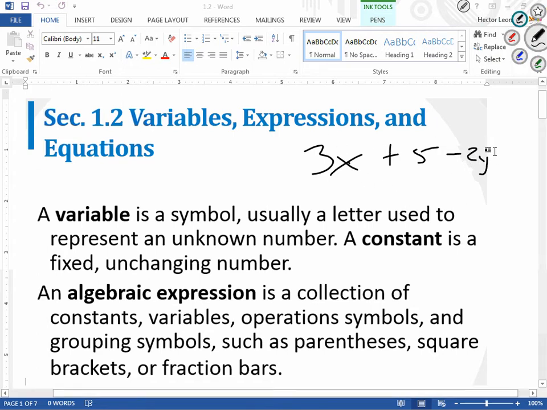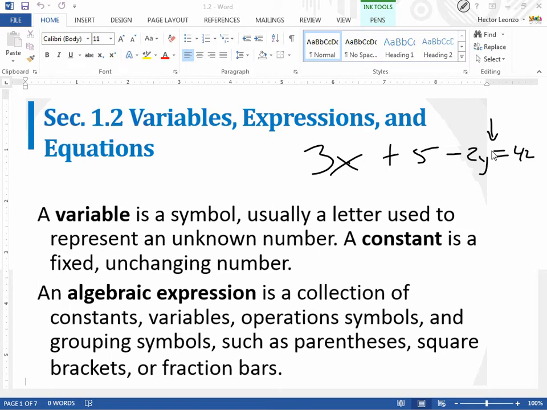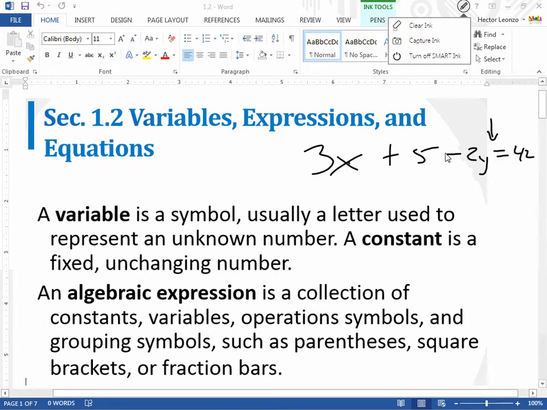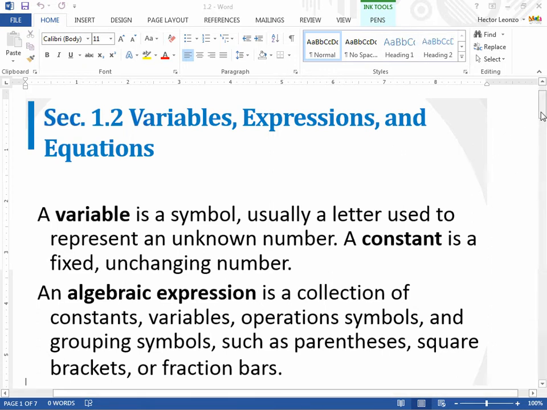But if we include an equal sign, and let's say I said 3x plus 5 minus 2y equals 42, once I include an equal sign, I'm going to call that an equation. We're going to talk a little bit more later on in this section, but in a nutshell, as soon as I include an equal sign, it's an equation. No equal sign is just an expression. As a matter of fact, the left of the equal sign is an expression, and the right of the equal sign is also an expression, even though it's just one number.